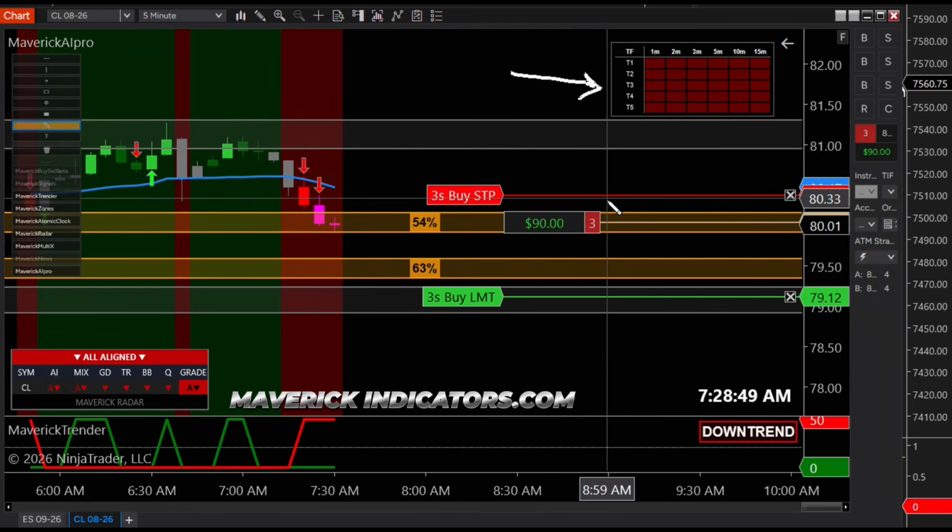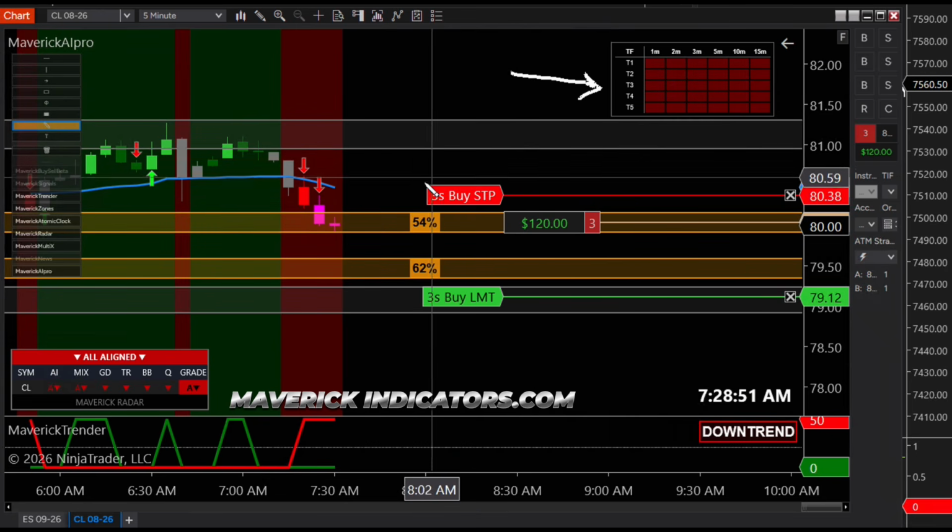Would that give you more confidence to get into this trade? I think it would. I think it would.